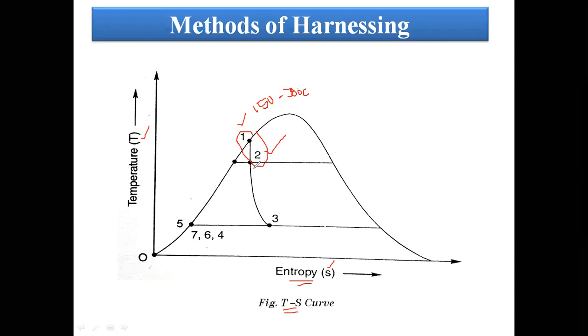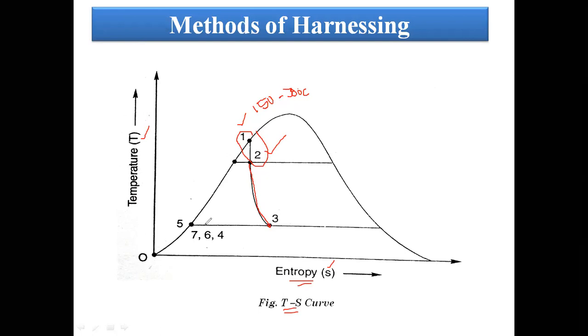And 2 to 3 indicates expansion of total flow fluid in the special turbine. That is, we can carry it from the steam. It represents 2 to 3. This steam drives the steam turbine.